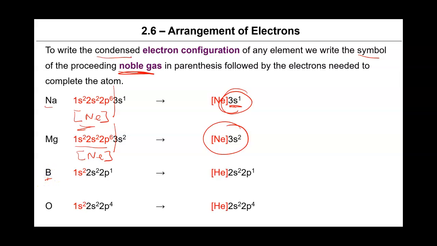For boron, where we have 5 electrons, the preceding noble gas is helium. So instead of writing out 1s2, we're just going to write out the symbol for helium in square brackets and then complete the electron configuration with the outermost electrons. Okay, so it's pretty easy to move between the complete electron configuration and the condensed electron configuration. We just have to identify the previous noble gas and then identify the outermost electrons.